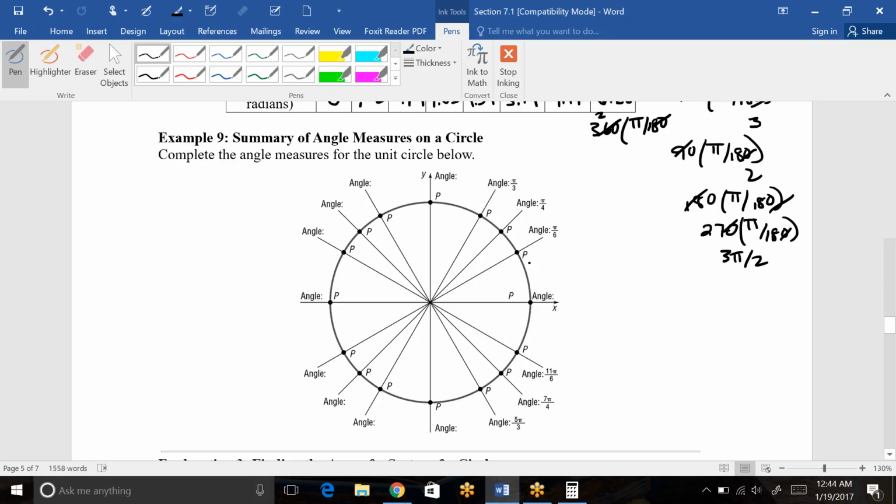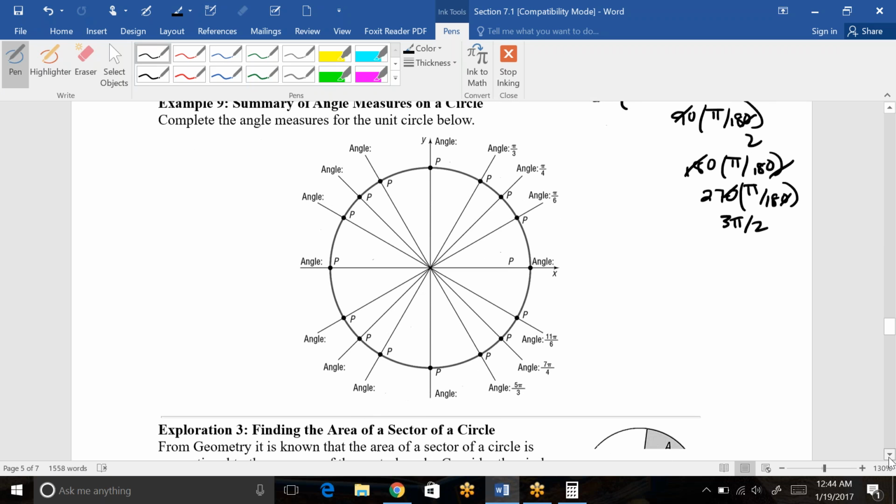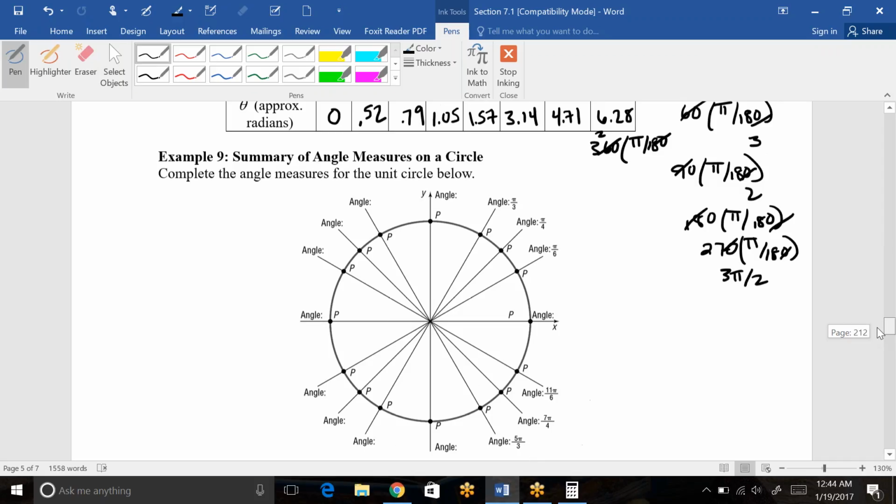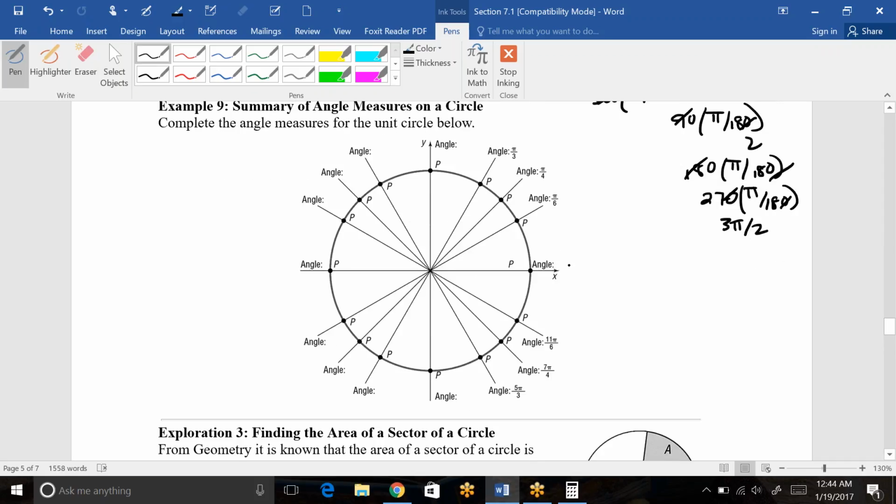So the big thing here is to realize that this can be written multiple different ways. You can write everything in degrees, you could write everything in radians, you can write it in both. I will provide both. I'm going to write the radians first, but it's sometimes nice to have the degrees there as well. So this is 0 radians, pi over 6, pi over 4, pi over 3, pi over 2.